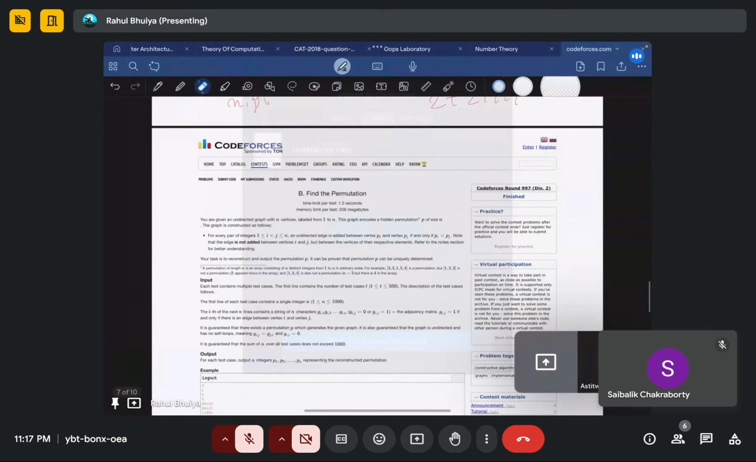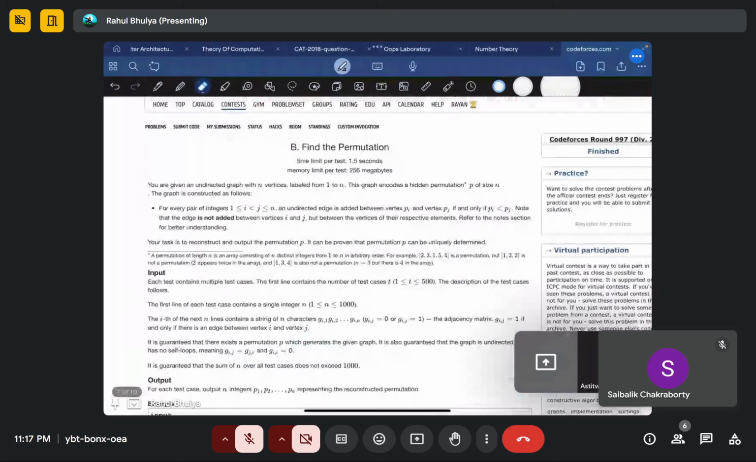So this is the question. This is a pretty standard question, but it cannot be expected to come in a day to week. So this question is: you are given an undirected graph with n vertices, meaning there are 1, 2, 3, 4, up to n. So there are n vertices, and this graph encodes a hidden permutation of size n.